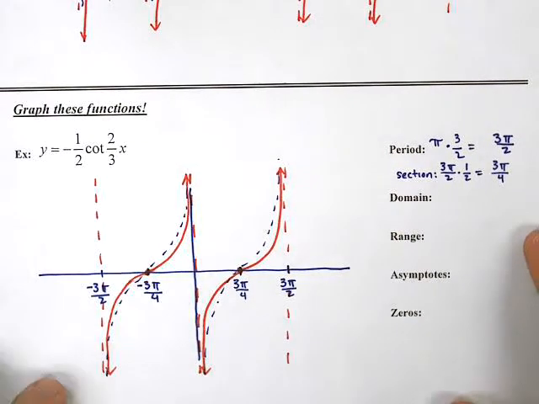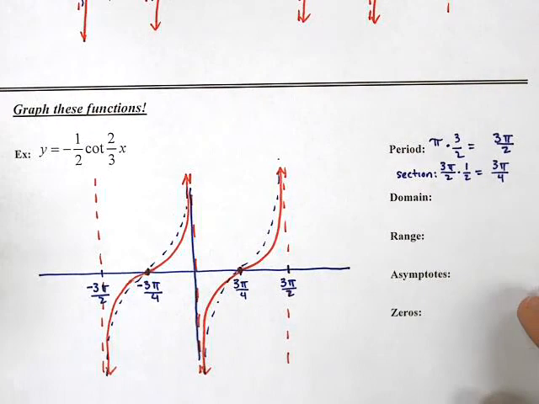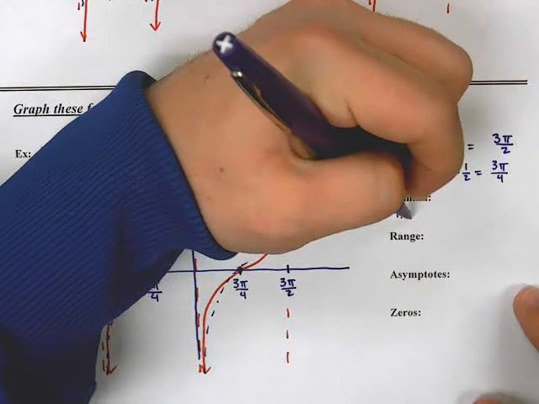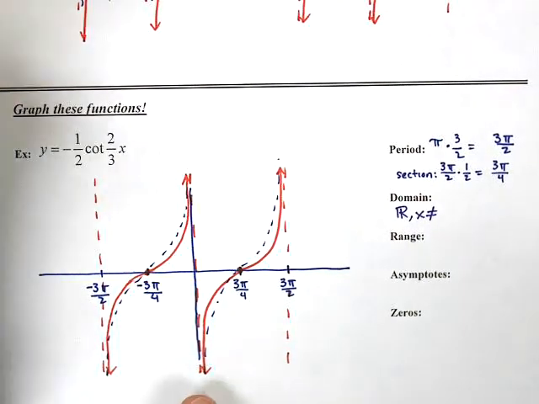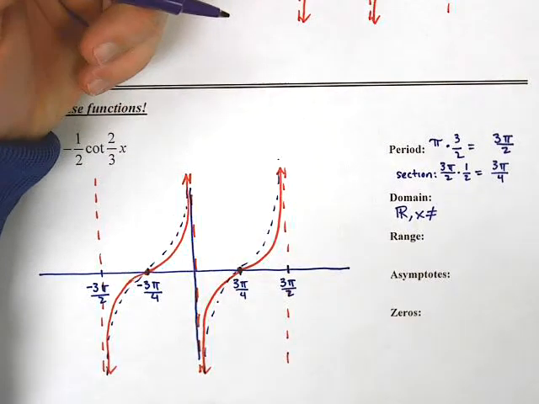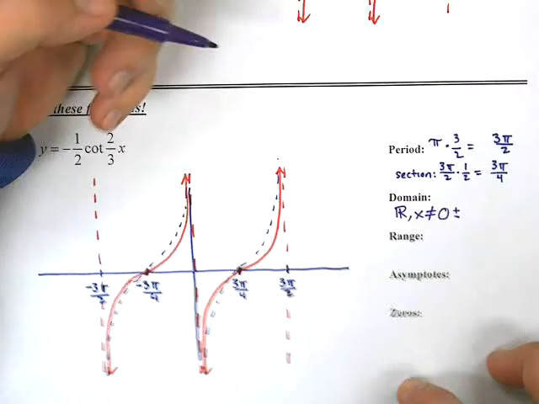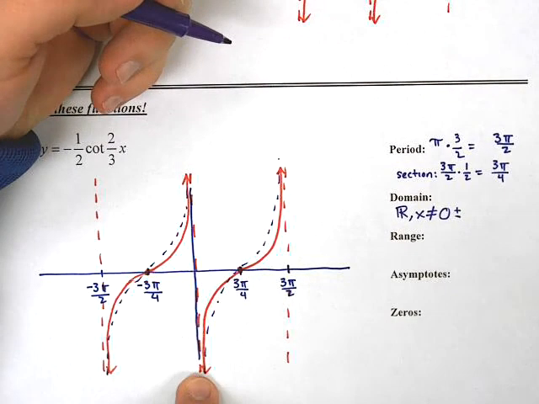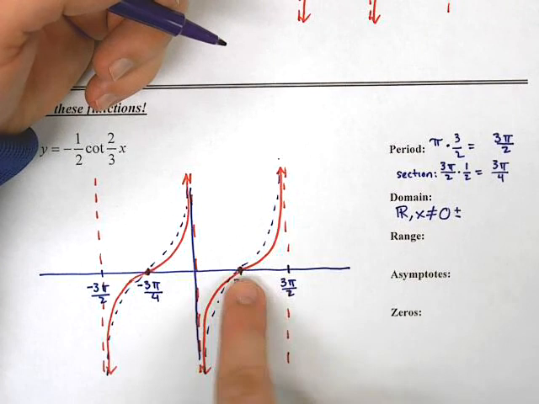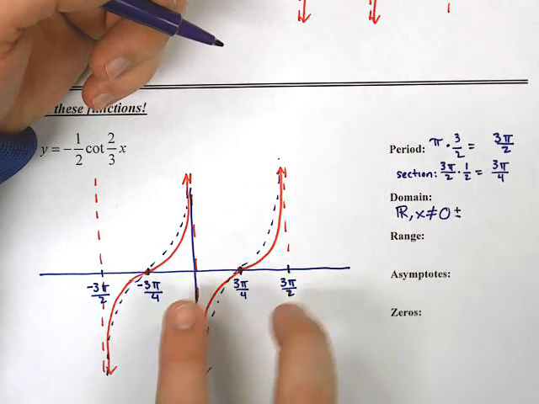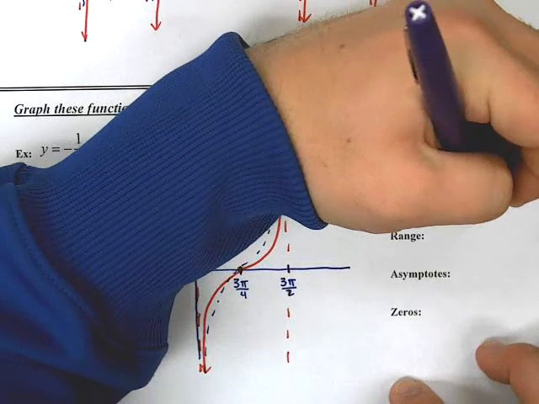Just like with secant and cosecant, we say that it's all real numbers, and then we have to give the restrictions. So the restrictions are all the asymptotes. Our first asymptote is right here at 0. We know we're going to have to add or subtract from it. We have to add or subtract 2 sections, right? That's where the next asymptote is. So 2 sections is 3 pi over 2. So 3 pi over 2n.